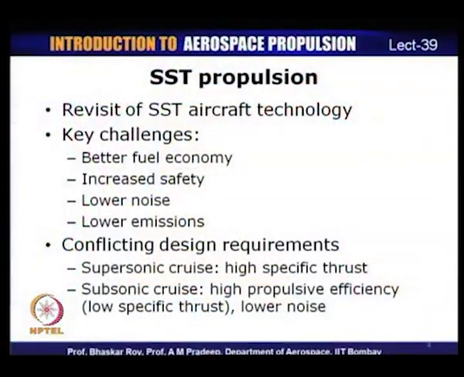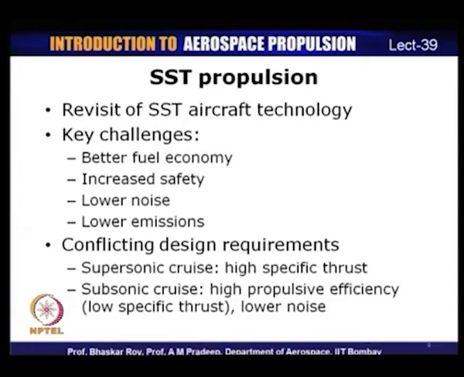Which means that if we take a closer look at some of these requirements, we immediately see that there are conflicting design requirements. Supersonic cruise is what a supersonic transport aircraft needs to be doing, and during supersonic cruise there is a requirement for high specific thrust. Whereas for subsonic flight, during takeoff and climb to the required altitude, we are not really worried about high specific thrust, but we need a high propulsive efficiency and lower noise. So, here we have two conflicting design requirements. One, for supersonic cruise, needs high specific thrust, whereas for subsonic cruise we need low specific thrust, which is basically high propulsive efficiency and lower noise.